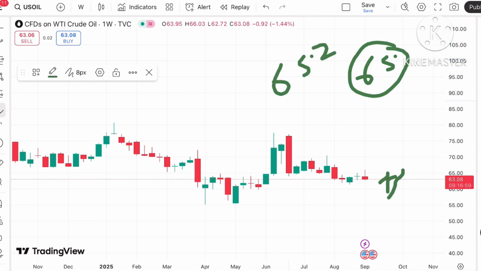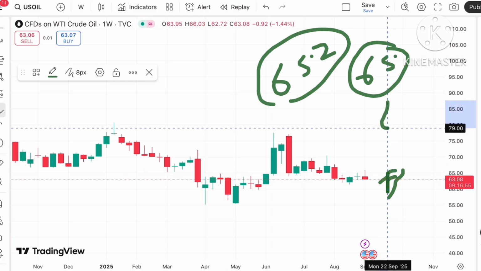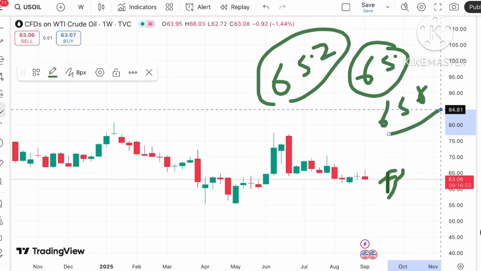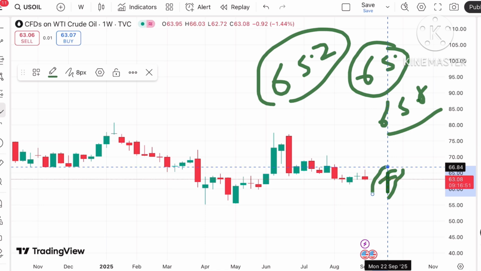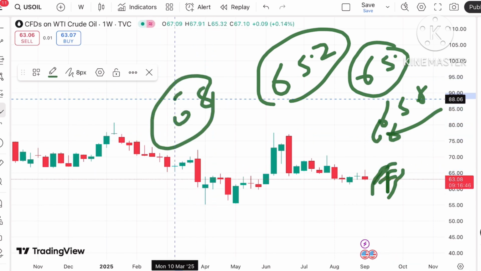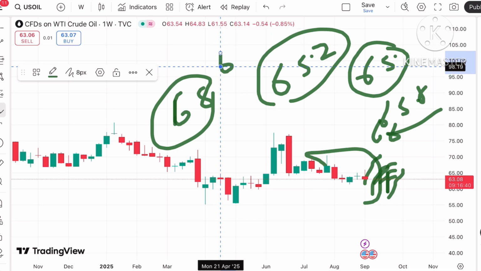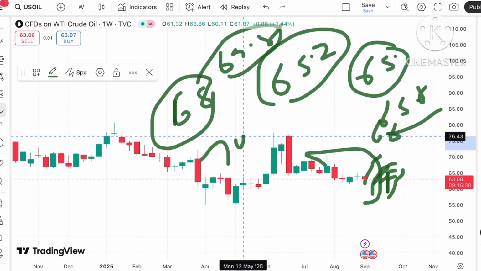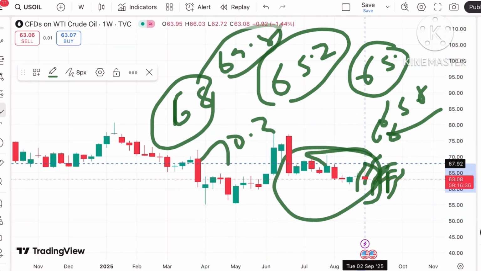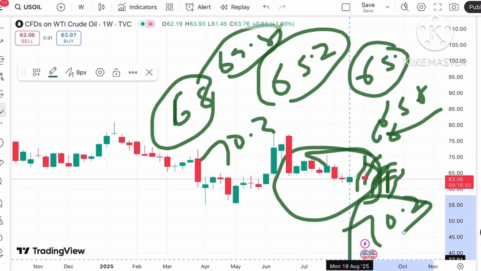If that sustains and it crosses the resistance of 65.2, it can touch a level of $65.8. If the price moves over this level, there is a probability of touching 66.8, and from there a further upside can be seen towards $68. Then there will be a zone breakout, and the price can rise towards 69.8 and to a level of $70.3, and then it can rise above that level and touch 70.2, and then a further upside can be seen.